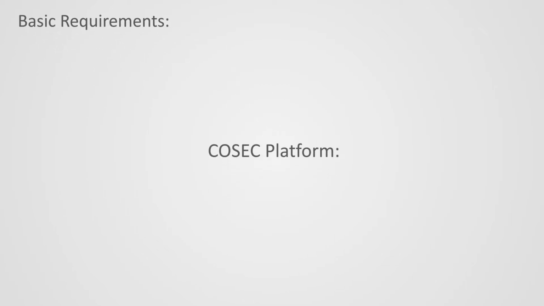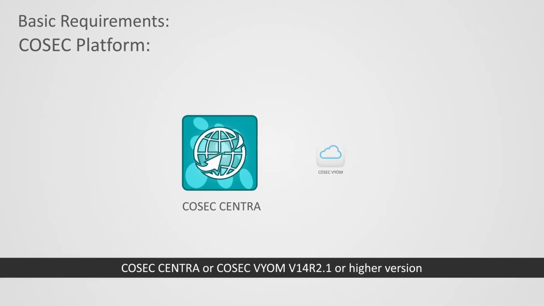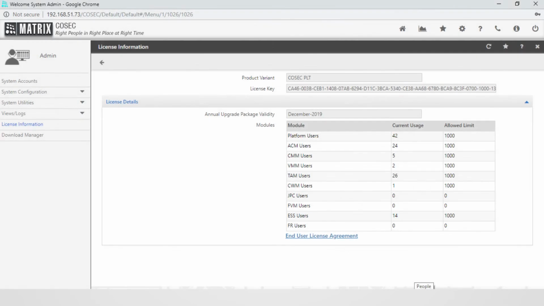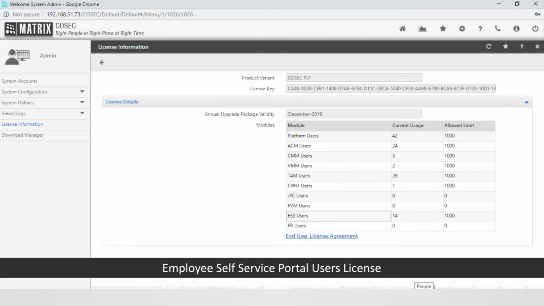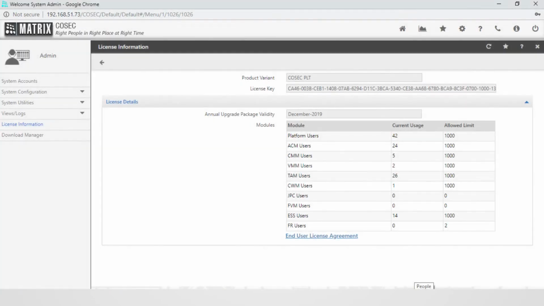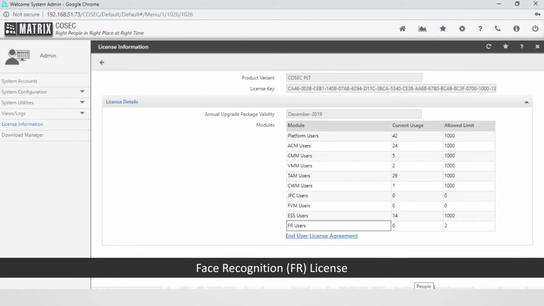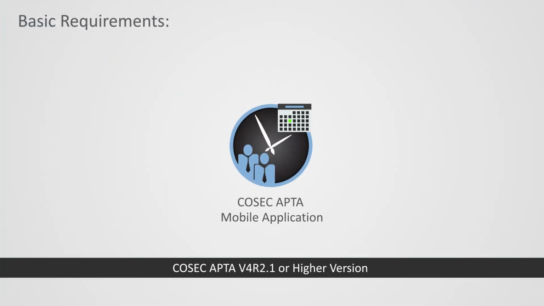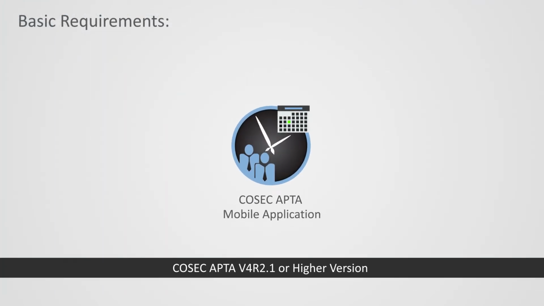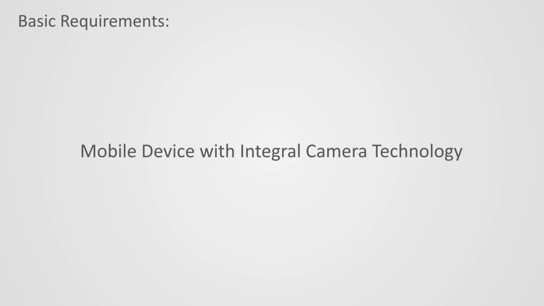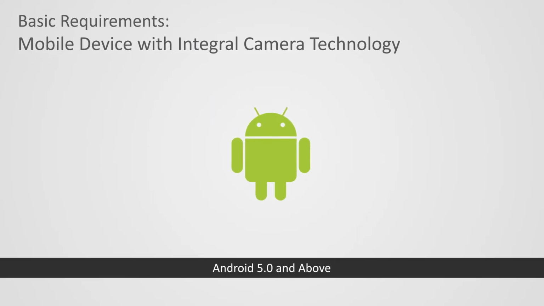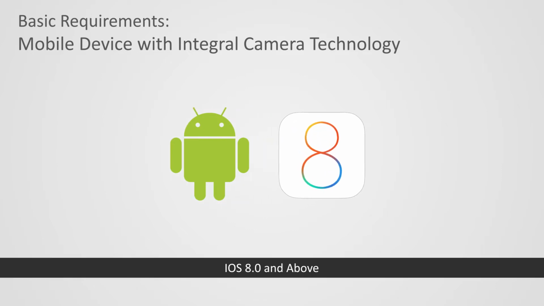Basic requirements: COSEC platform, COSEC Centra or COSEC Vyom V14R2.1 or higher version. Employee self-service portal user's license. Face recognition, FR, license. COSEC APTA V4R2.1 or higher version. Mobile device with integral camera technology. Android 5.0 and above. iOS 8.0 and above.